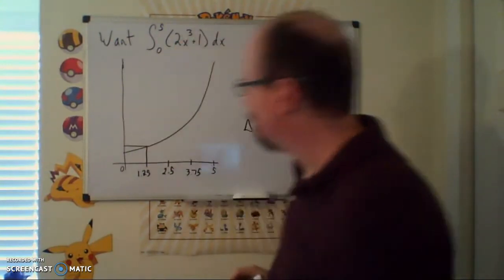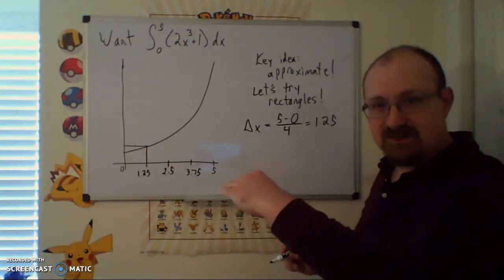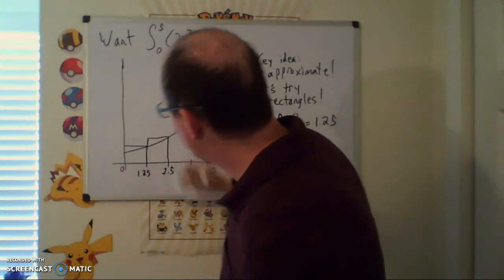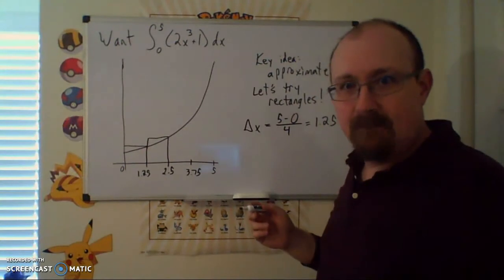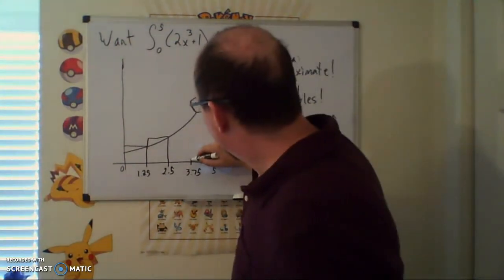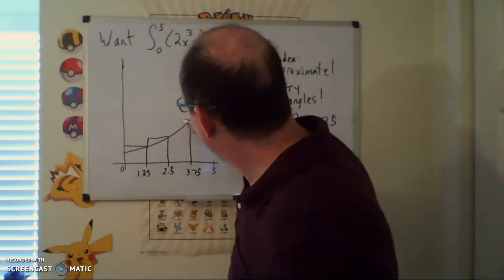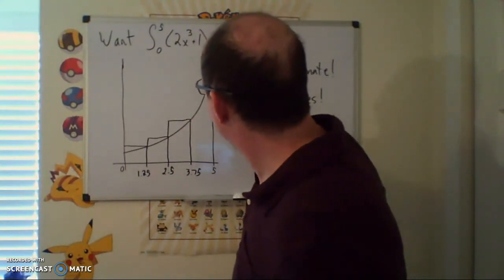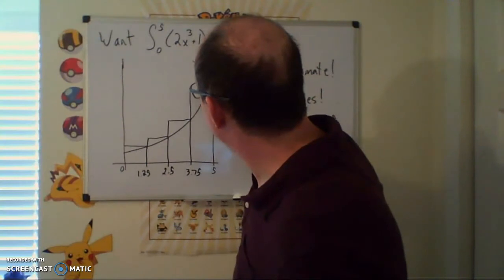Shebang. And I kind of slide back over. That's my first approximating rectangle. For 2.5, same deal. These may be a little wobbly, bear with me. 3.75 goes up. And then all the way up here at 5. We got a big one right there. Yep. Okay.